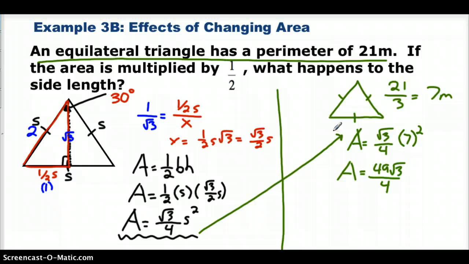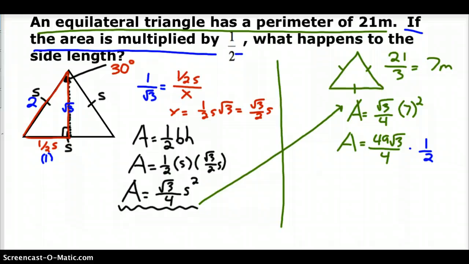Okay, well now it's saying that the area is multiplied by 1/2, so the area is going to be half of what it was before. Now what we have to do is simplify this. So the area of this new triangle looks like it's going to be 49 times radical 3 over 8, because we just multiply these fractions.